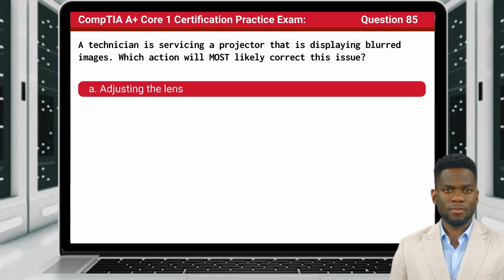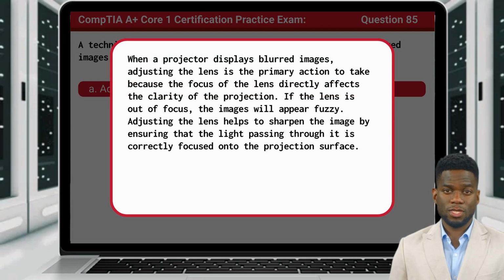The answer is A. Adjusting the lens. When a projector displays blurred images, adjusting the lens is the primary action to take because the focus of the lens directly affects the clarity of the projection. If the lens is out of focus, the images will appear fuzzy. Adjusting the lens helps to sharpen the image by ensuring that the light passing through it is correctly focused onto the projection surface.